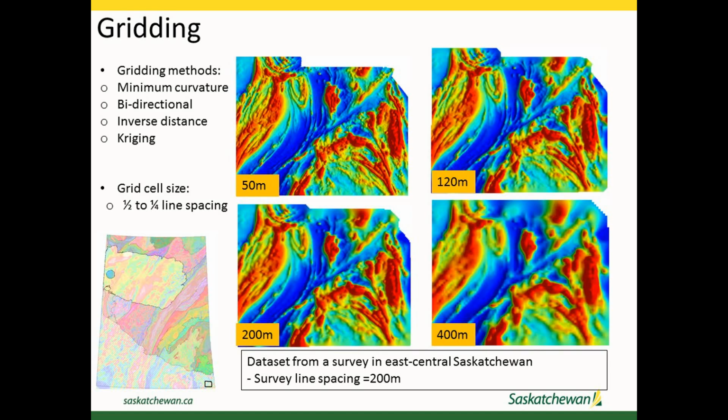There are different algorithms to grid the data. Minimum curvature and bidirectional algorithms are the most common techniques to grid the data. Here is an example of a magnetic survey flown in the area with 200 meter line spacing.